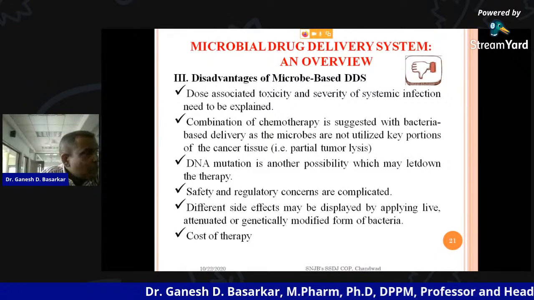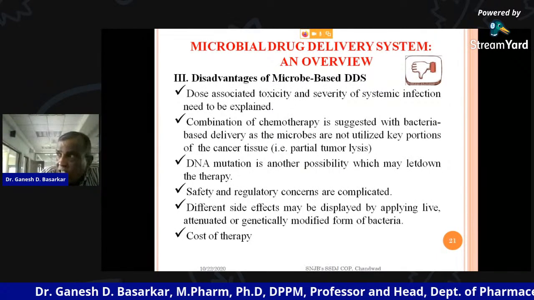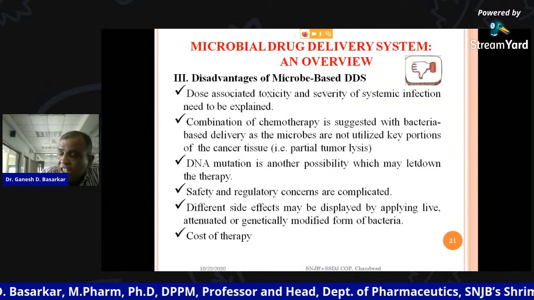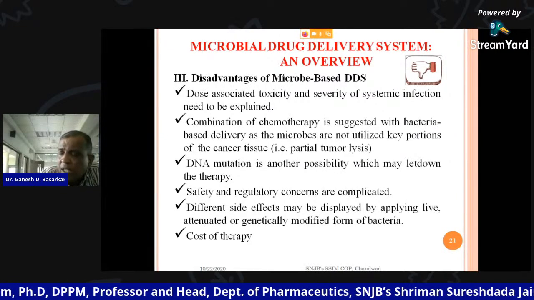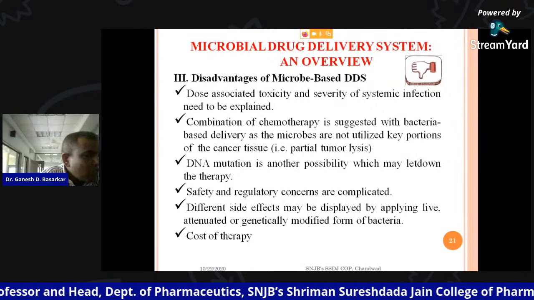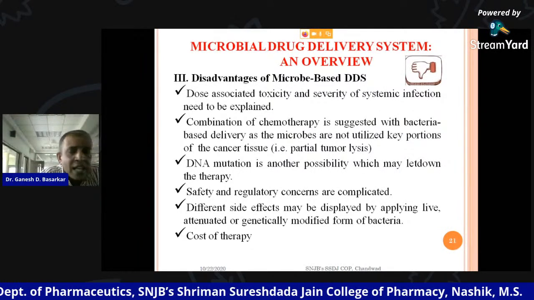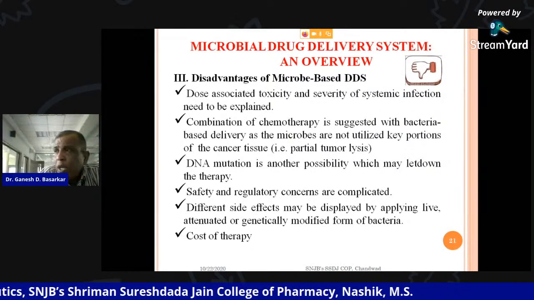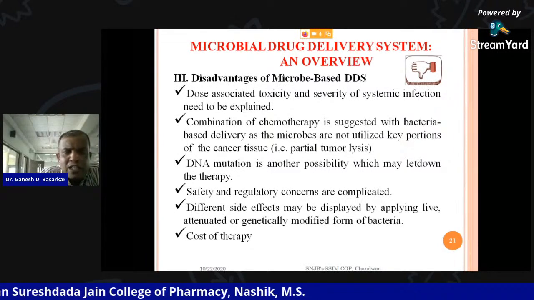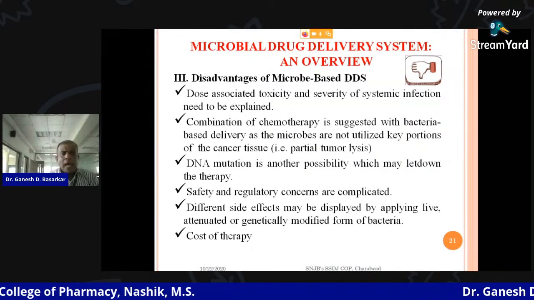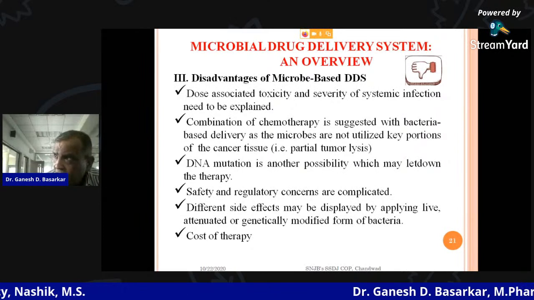We faced the same thing when a research scientist got this microbe, Serratia, from Nigeria. When we were isolating the metabolites, they suddenly went through mutations, they changed. So mutation is one of the biggest factors, along with safety and regulatory concerns, these are the two things.